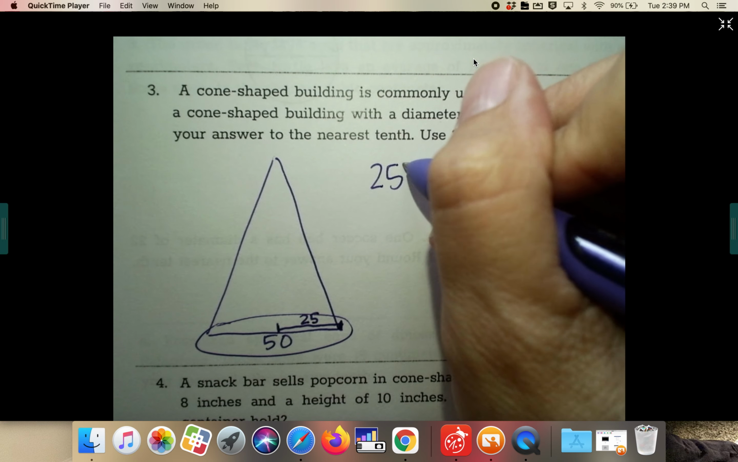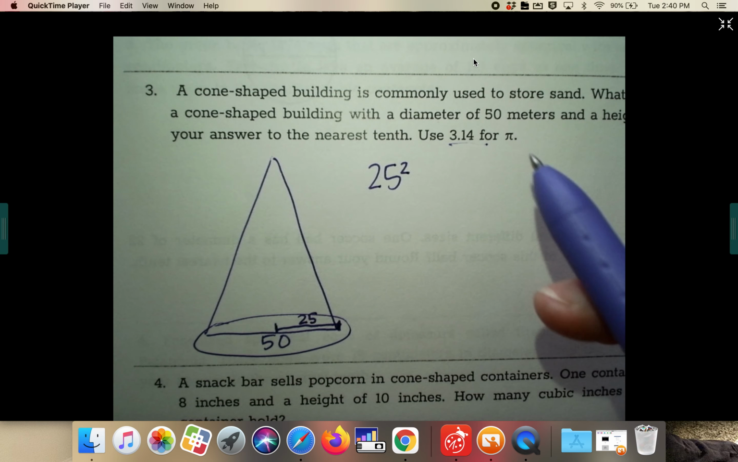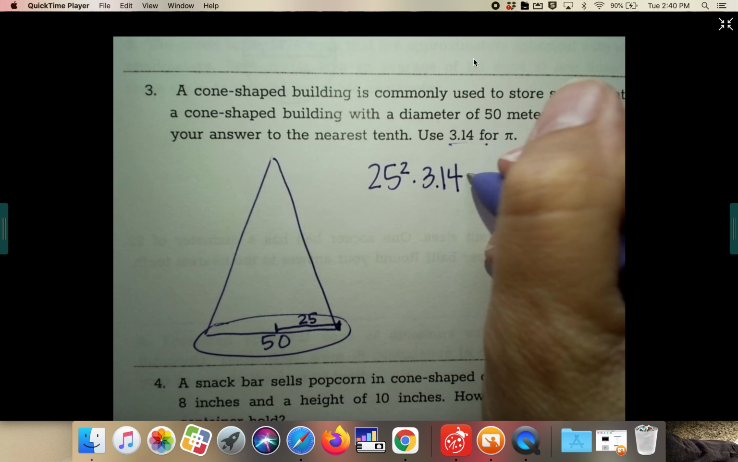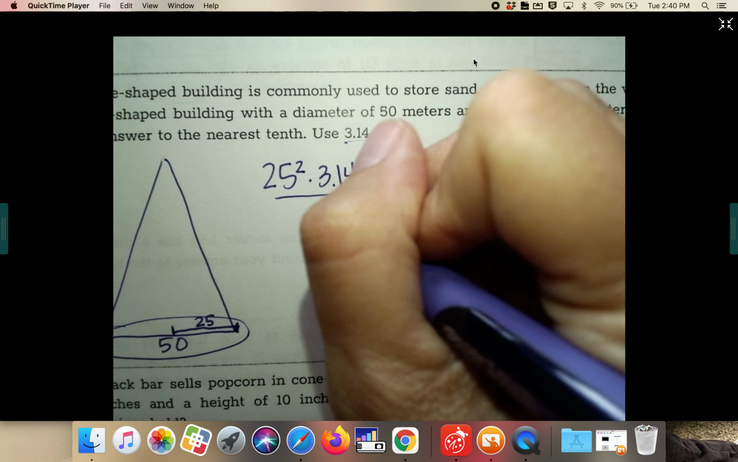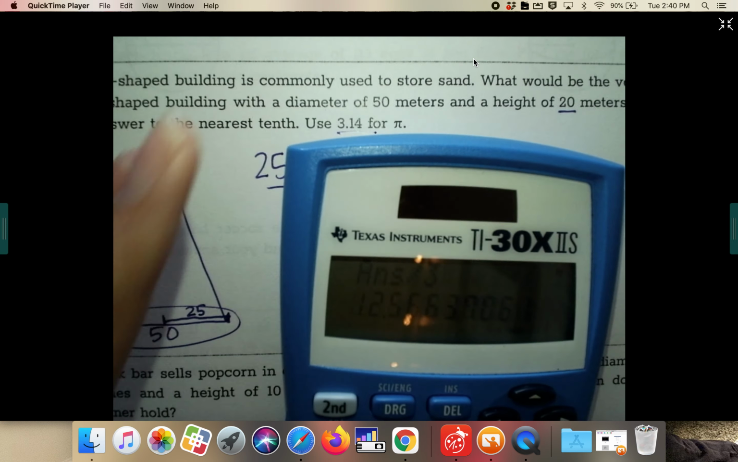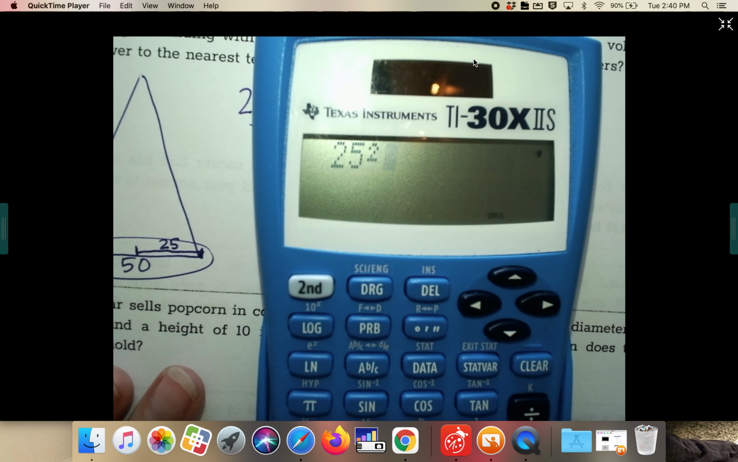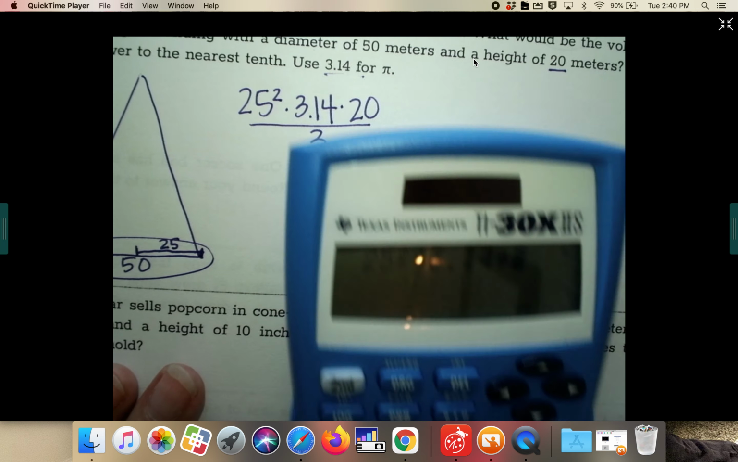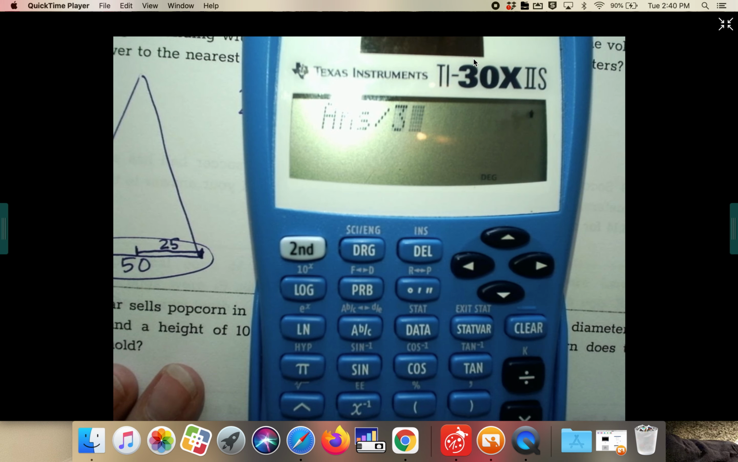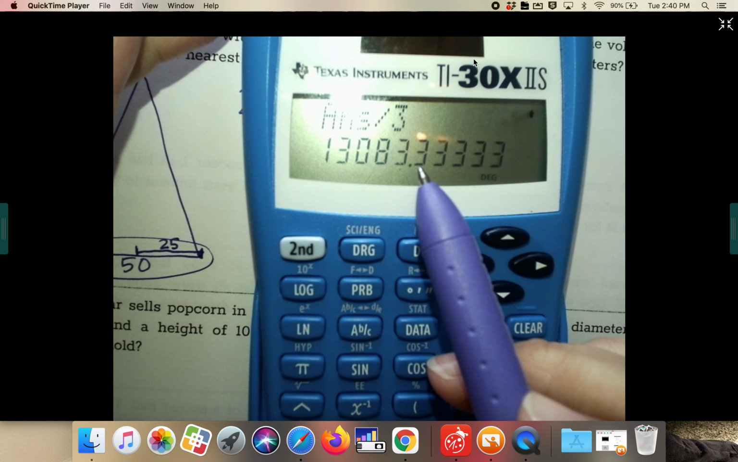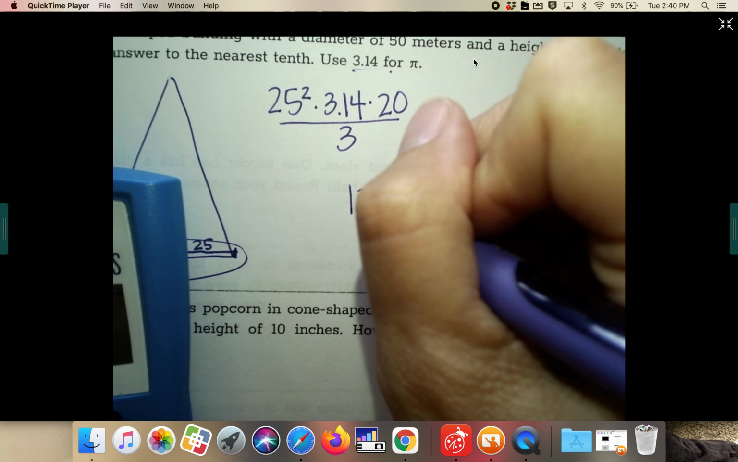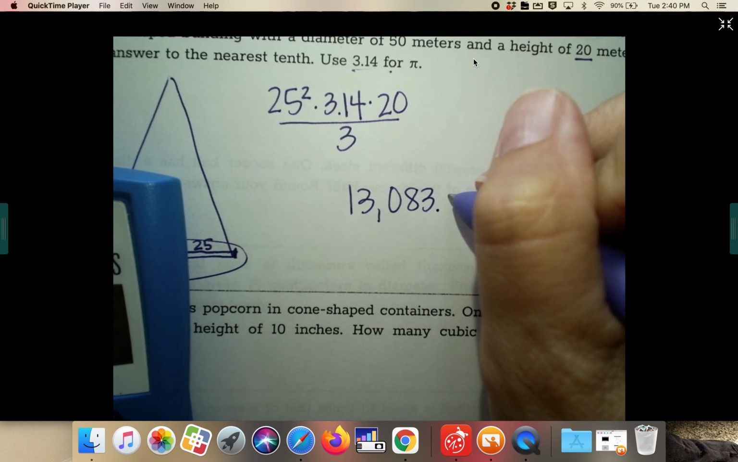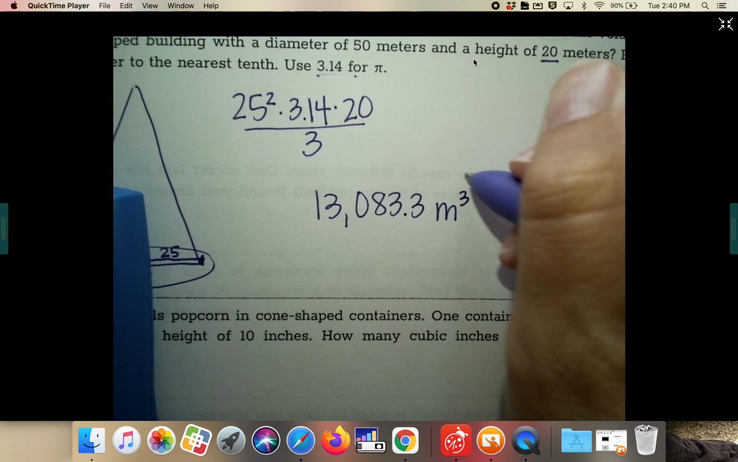So I'm going to say 25 squared. It says use 3.14 for pi, so times 3.14 times the height. It says it has a height of 20 meters. So times 20, and the whole thing is divided by 3. So you're just going to put that in your calculator. This is going to be big because 25 squared is already big. Times 3.14 times 20 equals, divided by 3 equals 13,083, and we're going to round the 3 to just 0.3 because the next number does not bump it up. So 13,083.3, this is cubic meters.